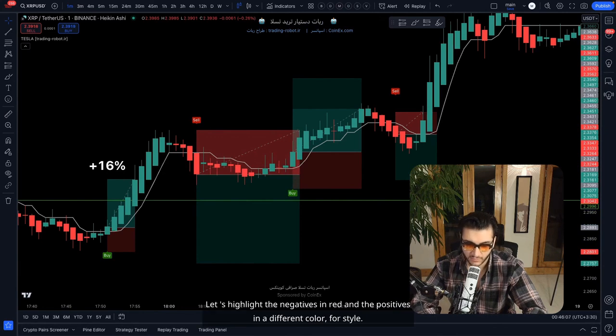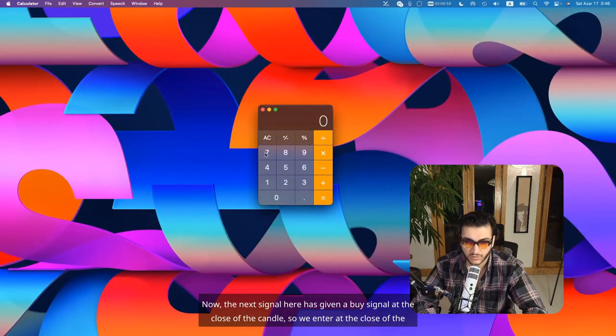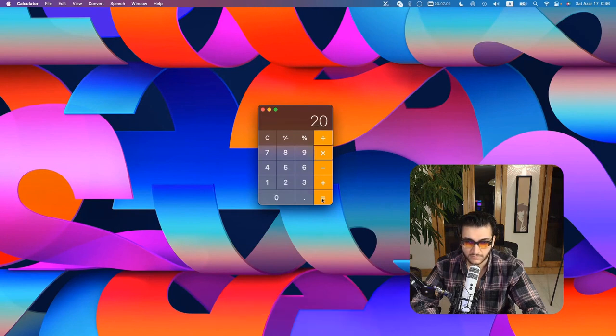Let's highlight the negatives in red and the positives in a different color for style. Moving aside to avoid overlap, we've set that up. Now the next signal here has given a buy signal at the close of the candle, so we enter at the close of the buy candle.